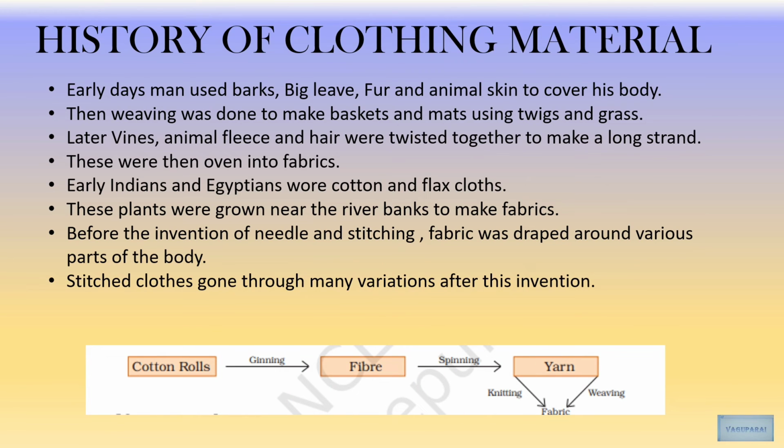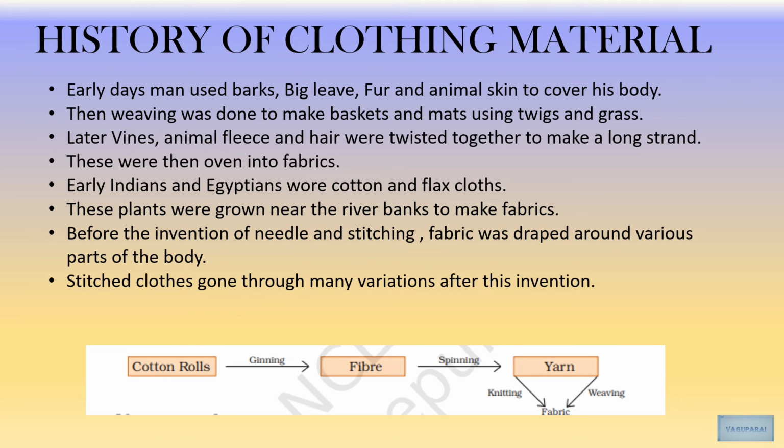We'll see the history of clothing material. Early man used tree barks, big leaves, fur, and animal skin to cover his body. Then he started to weave, but he could weave only baskets and mats using twigs and grasses. Later, he gathered vines, animal fleece, and hair, twisted them to form a strand, and he wove the fabric. Early Indians and Egyptians wore cotton dress made out of cotton fabric and flax clothes. Now, these plants were grown on the bank of the river Ganga and Nile, respectively.